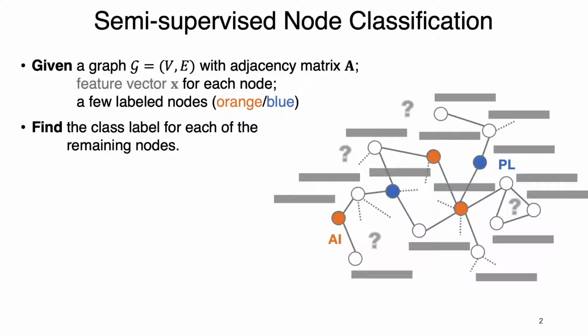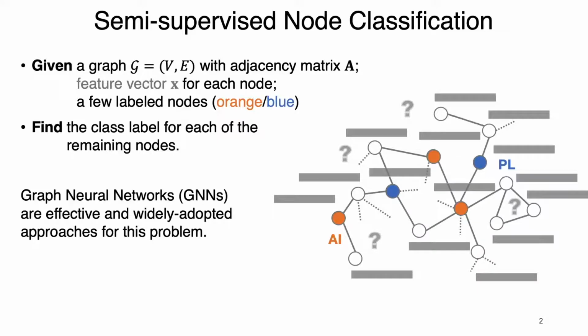We focus on the task of semi-supervised node classification. Given a graph with feature vectors for each node and a few labeled nodes, our goal is to find the class label for each of the remaining nodes. In recent years, graph neural networks have shown to be effective in this task and have gained wide research interest.